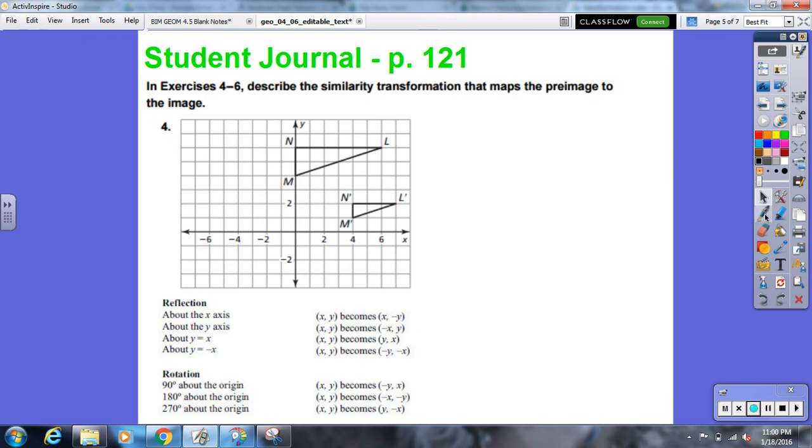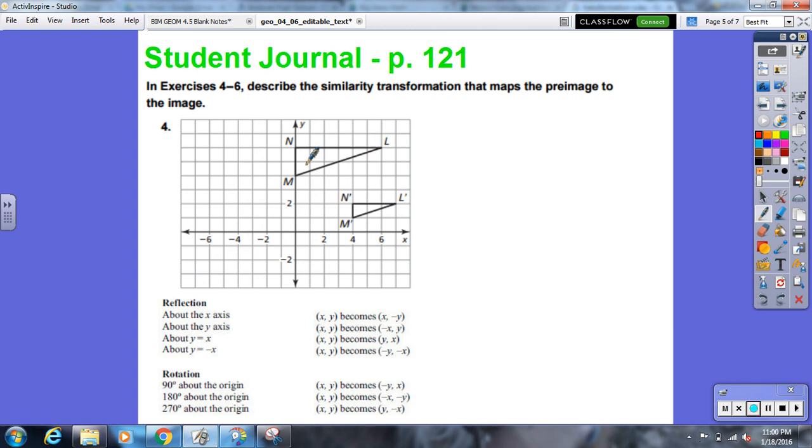Okay, number 4 through 6, you're taking the graph and you're trying to describe the transformation that maps the pre-image to the image. So we're trying to describe how we get from this triangle to this triangle. So I just like to start with one that's fairly obvious. Now there is more than one right answer to basically all of these. So I'm just going to show you one way, but if you find a different way, don't hesitate to come ask me and see if it's correct.